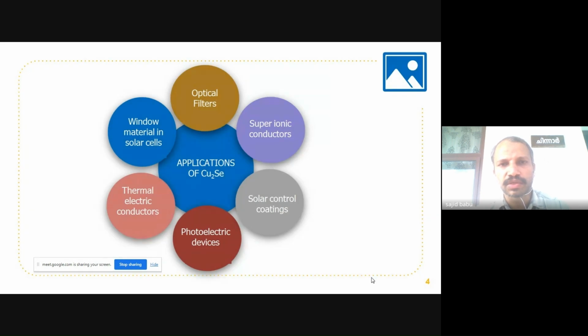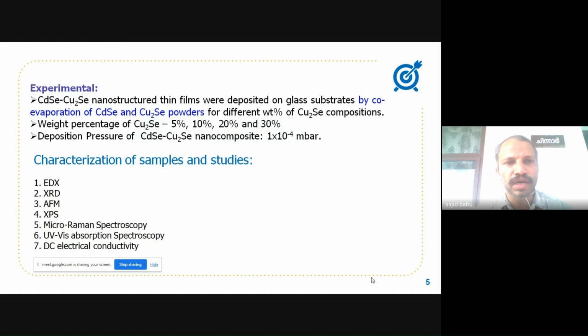And the applications of Cu2S are in optical filters, superionic conductors, power control coatings, photovoltaic electric devices, thermoelectric conductors, and window materials for solar cells. For the synthesis of CdS-Cu2S thin films, we deposited on glass substrate by co-evaporation of CdS and Cu2S powder for different weight percentages of Cu2S. We have taken the weight percentage of Cu2S as 5%, 10%, 20%, and 30%. The deposition pressure for this composite is 1 × 10⁻⁴ millibar.